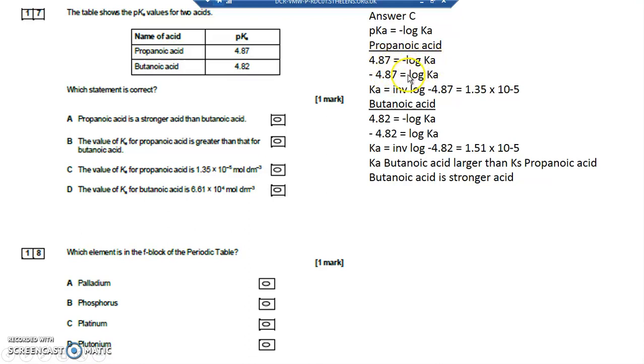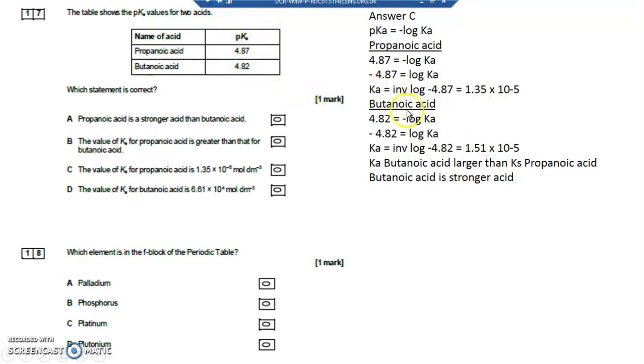You've got to get rid of the minus sign first of all, so make both sides minus: minus 4.87 equals positive log 10 Ka. Then you can get rid of the log by doing inverse log or shift log on your calculator. So inverse log of minus 4.87 equals 1.35 times 10 to the minus 5. So that's the Ka of propanoic acid. You do the same thing for 4.82 for butanoic acid, and it works out as 1.51 times 10 to the minus 5.